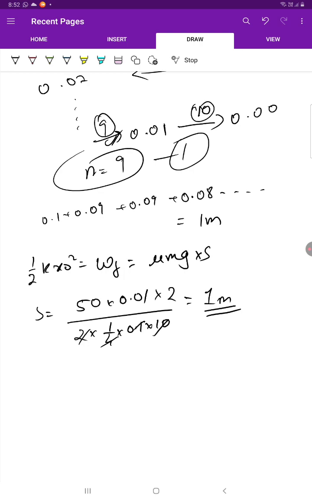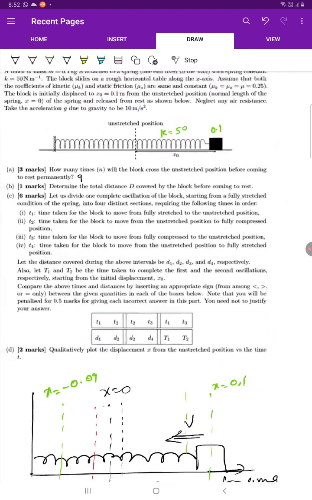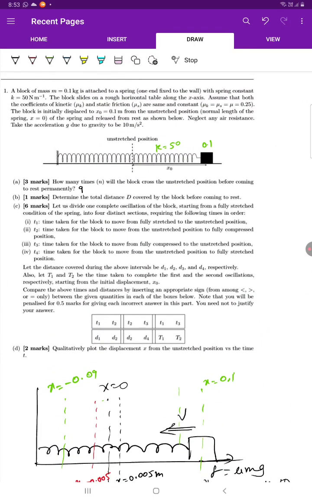Now the third problem is a bit bigger one. What does the third problem say? It says that we divide one complete oscillation of the block, starting from the fully stretched condition of the spring, into four distinct sections. T1 is the time taken for the block to move from fully stretched to unstretched position. T2 is for unstretched to fully compressed. T3 is for the block from fully compressed to unstretched. Then T4 from unstretched to fully stretched. Let the distances covered be D1, D2, D3 and D4.